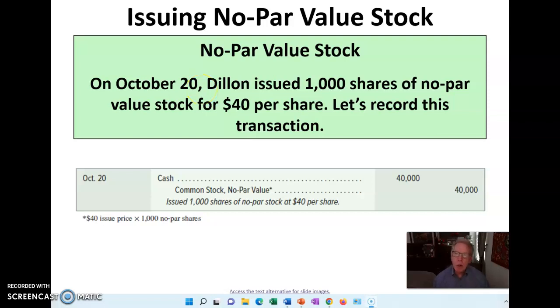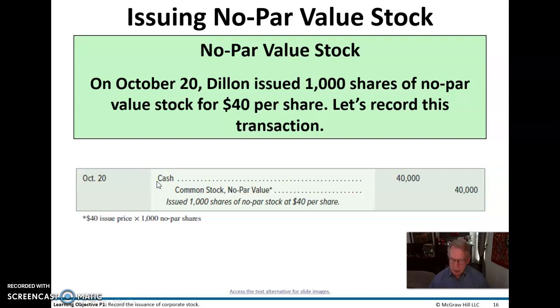And when we left off, we were looking at issuing no par value stock. And here, if it doesn't have a par value, we don't need to worry about it. All we do is put the entire amount into common stock, which is shown easily in this transaction. Dylan issues 1,000 shares of no par value common stock for $40 a share. 1,000 shares times $40 is $40,000. So we receive cash of $40,000 and we issue common stock no par value for $40,000. And that's all there is to that one.